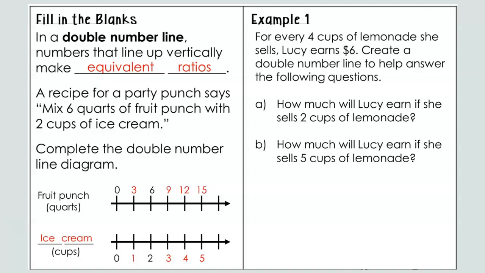3 times 3 is 9, 1 times 3 is 3, 3 times 4 is 12, 1 times 4 is 4, 3 times 5 is 15, 1 times 5 is 5. So that way your numbers stay lined up.